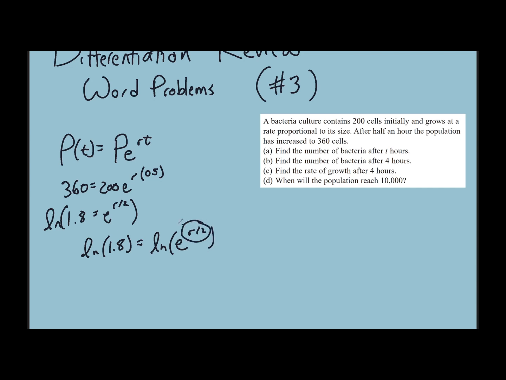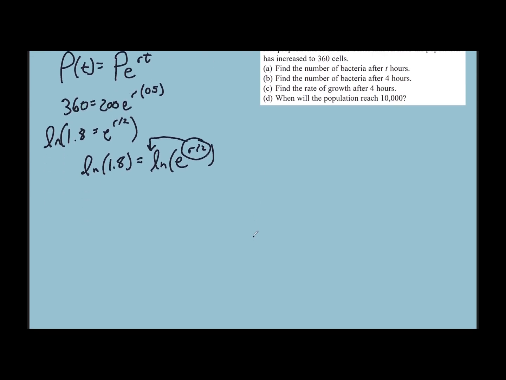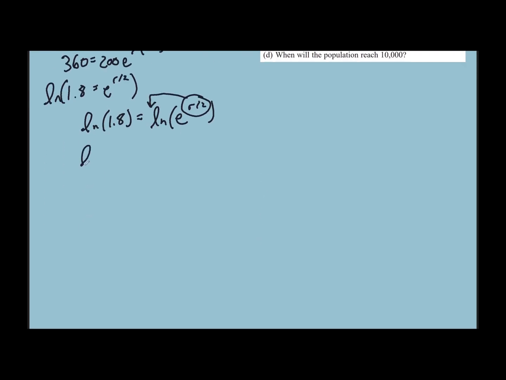And that natural log function lets us bring the exponent out as a coefficient. That's why we do it. So you can say ln of 1.8 is equal to r over 2 natural log of e. And that's just 1, so that's gone. Let's multiply by 2 up to here. We can say the rate of growth, not that we've been asked yet, equals ln of 1.8 times 2. So let's put that 2 in front. 2 ln 1.8, like that.